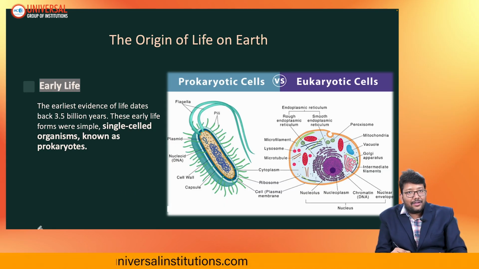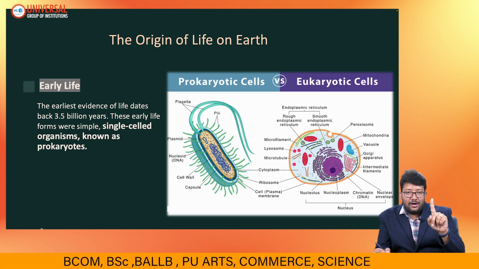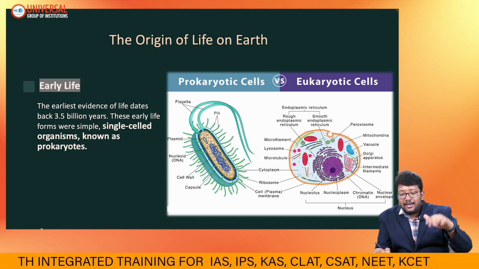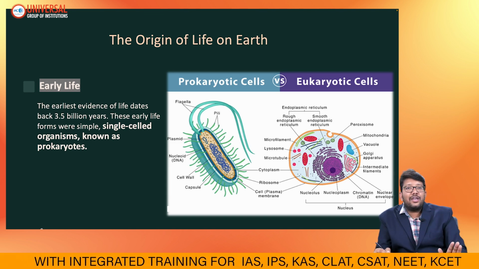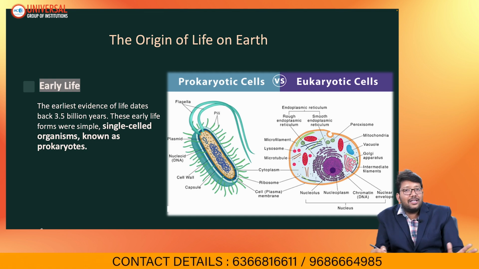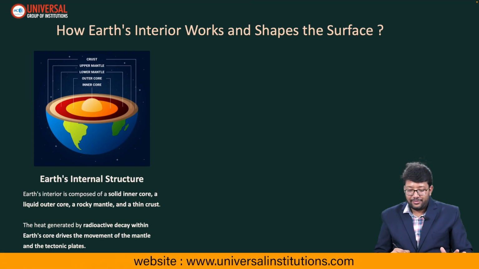Third one is early life. Early life means earlier we were having single-celled organisms known as prokaryotes, like amoeba, and then we changed into eukaryotes, meaning multiple cells, complex. Our body is made up of eukaryotic cells, we can say like that. So these are the origin of life on the earth.